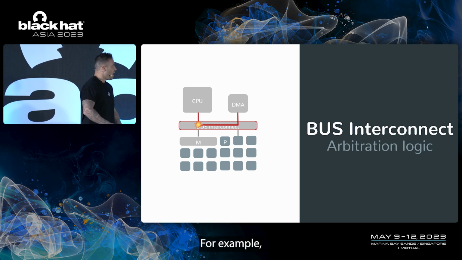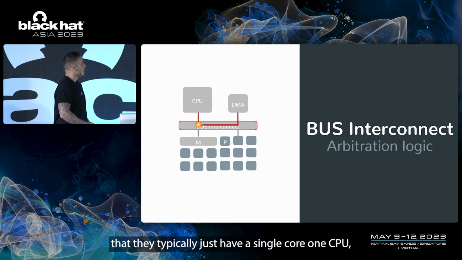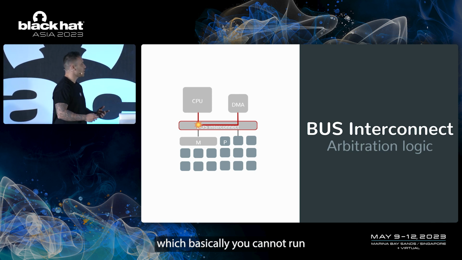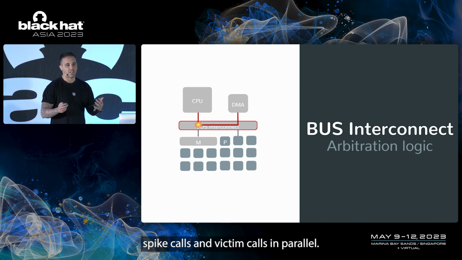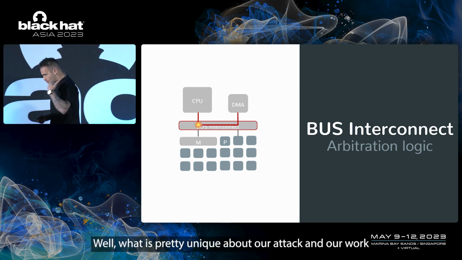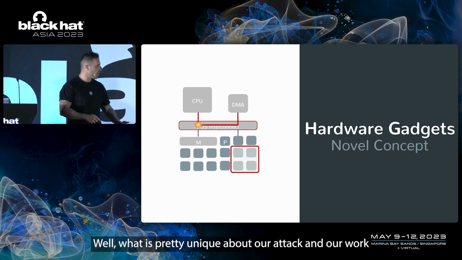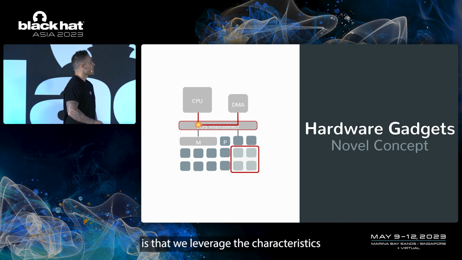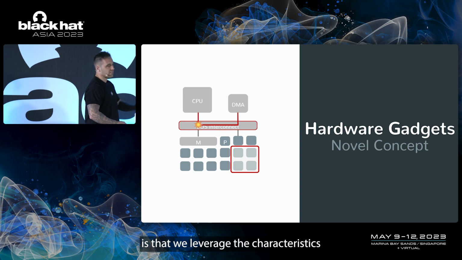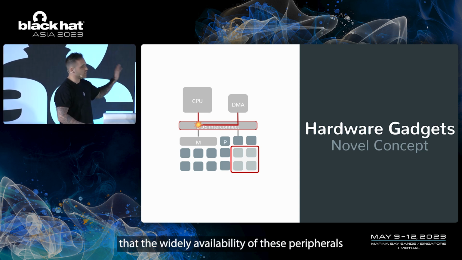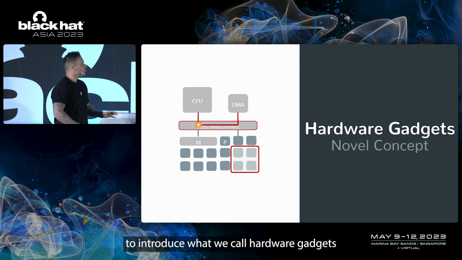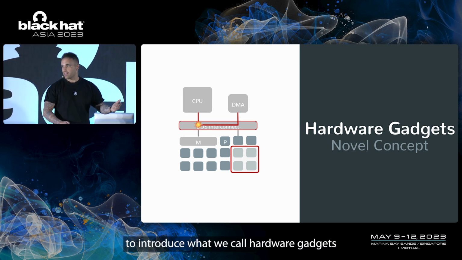For example, one particular challenge was that they typically just have a single core, one CPU, which basically means you cannot run spy code and victim code in parallel. Well, what is pretty unique about our attack and our work is that we leverage the characteristics of the microcontrollers, in particular the wide availability of these peripherals, to introduce what we call hardware gadgets.